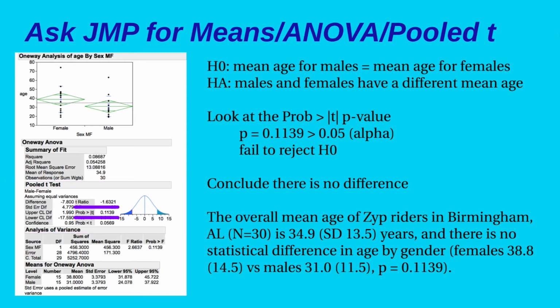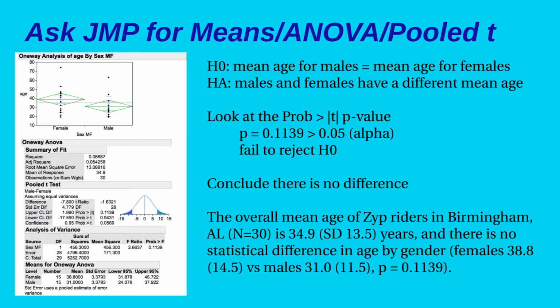Our p-value here is 0.1139. This is greater than our alpha value. It's a large p-value, which means we'll choose the null hypothesis, or fail to reject the null hypothesis, and conclude that there is no difference in mean age of zip riders between males and females.